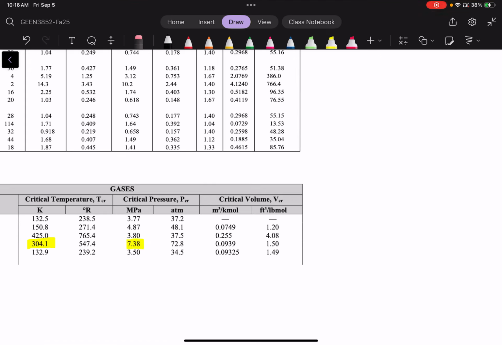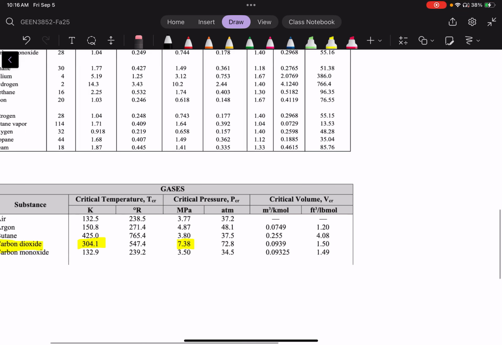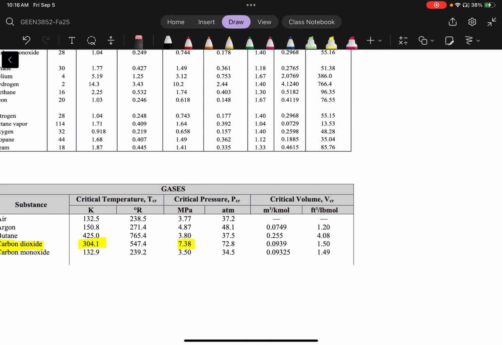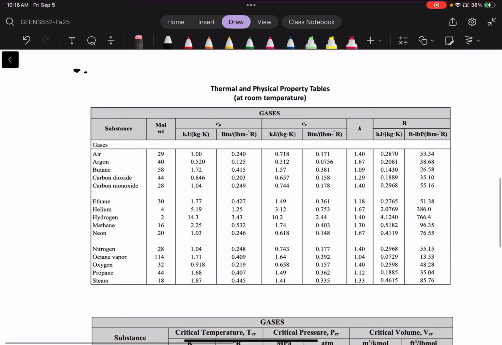Since my temperature is higher than the critical temperature and my pressure is lower than the critical pressure, the ideal gas law is applicable at high temperatures and low pressures. So I can say that this is a high temperature and low pressure for that gas, and I'm probably fine to use the ideal gas law.